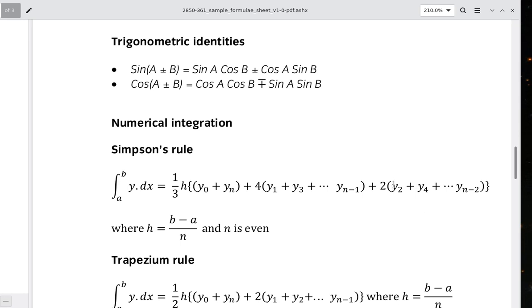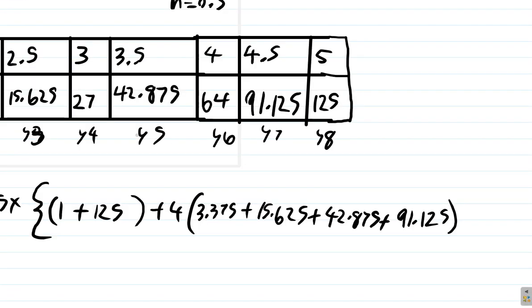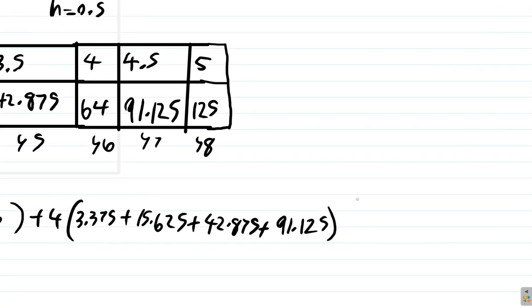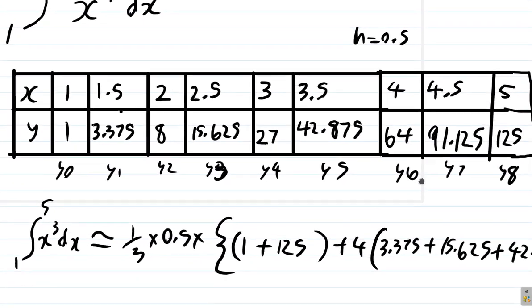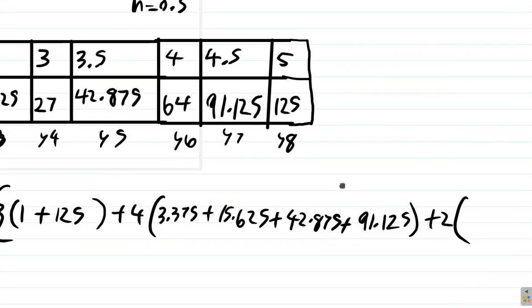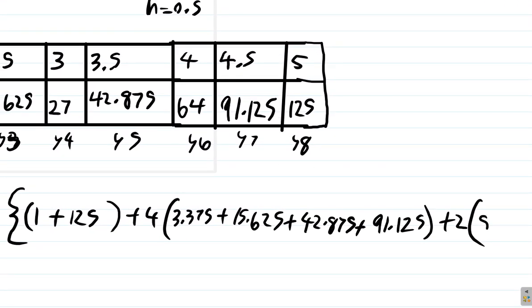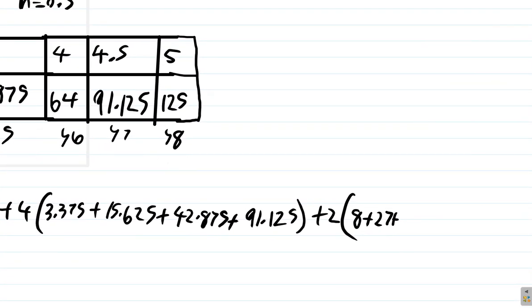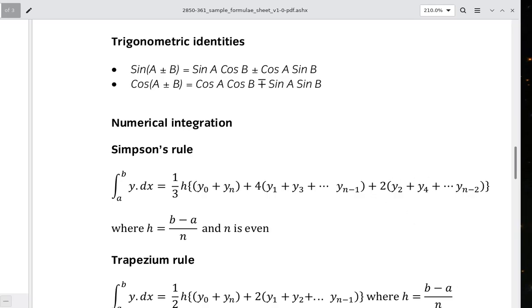And after that, plus 2 times the even numbered strips. So Y2, which is 8. We have 8 plus Y4, which is 27, plus Y6, which is 64. Alright? And then, of course, you close your bracket.